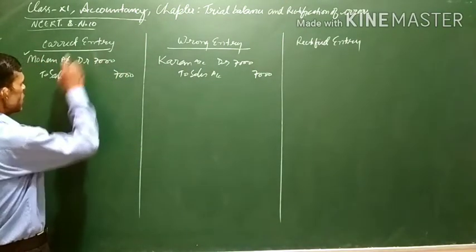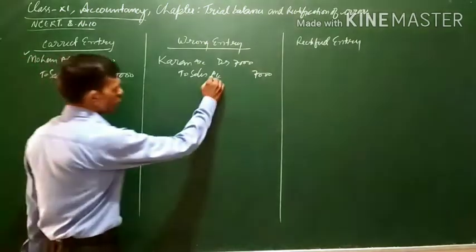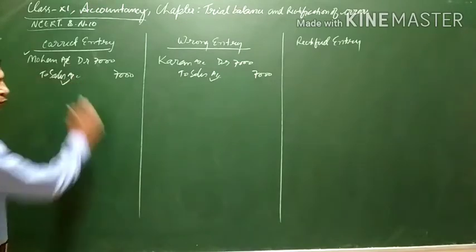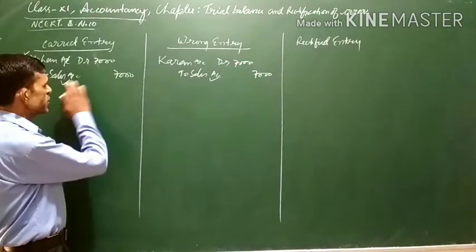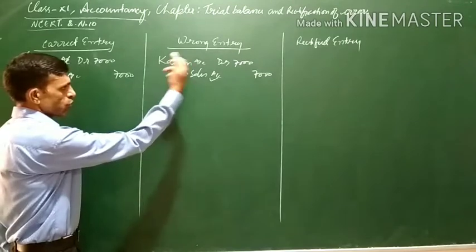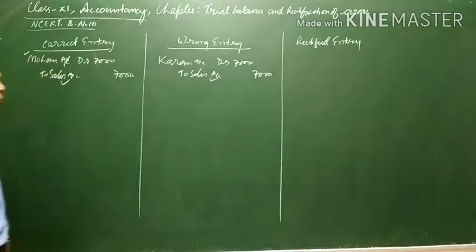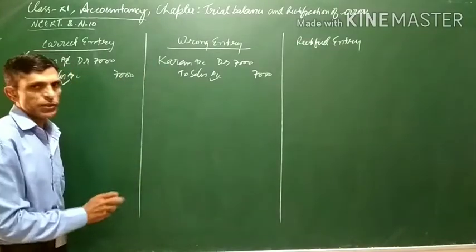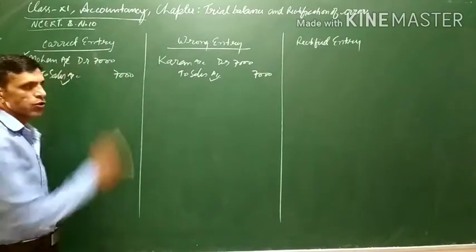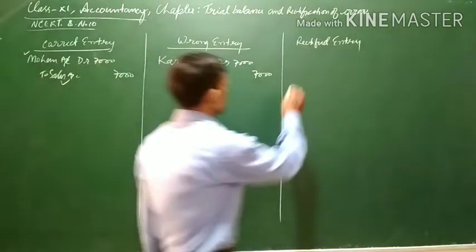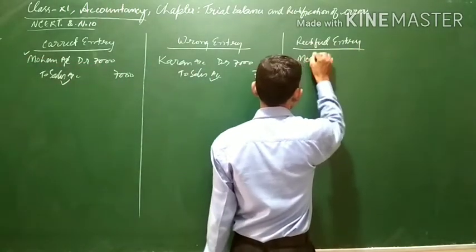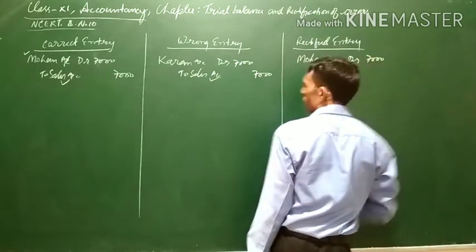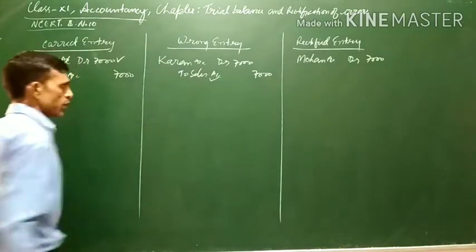Now you can see what the wrong entry is here. Sales is to be credited and sales has already been credited. The amount is also the same. So the issue with the sales account is not there, because it should have been credited and it has been credited. Where the wrong entry is, Mohan account should have been debited, but it has not been. So we will debit Mohan's account: Mohan account debit 7,000.